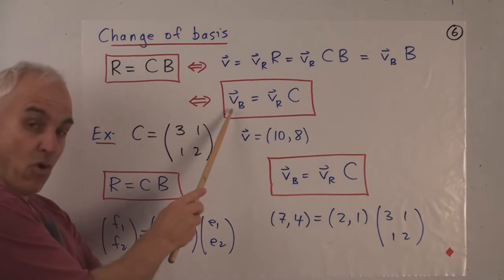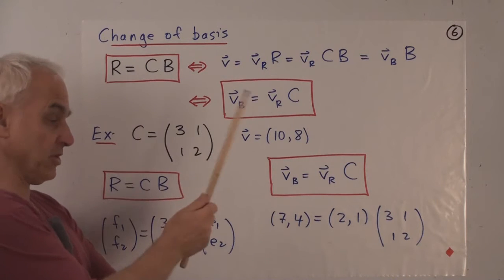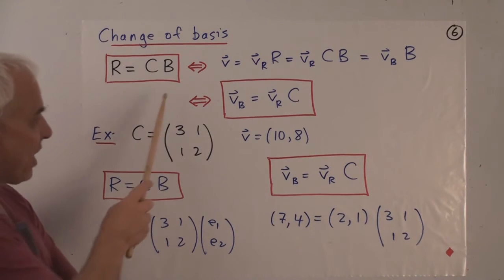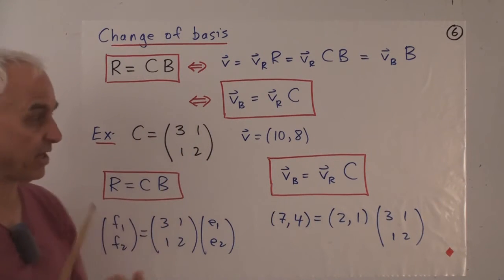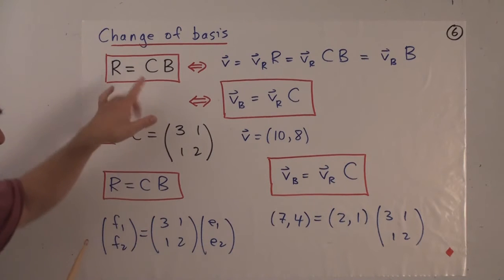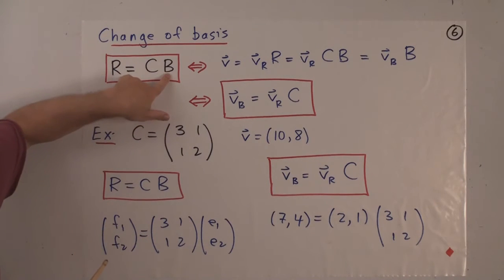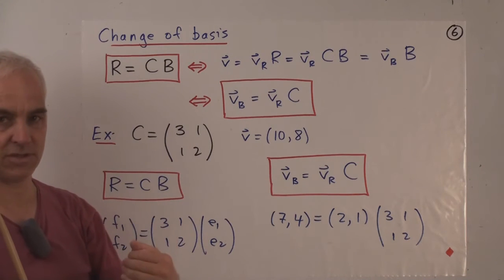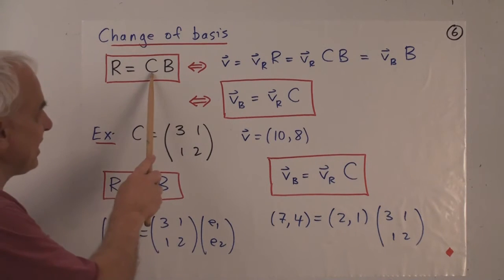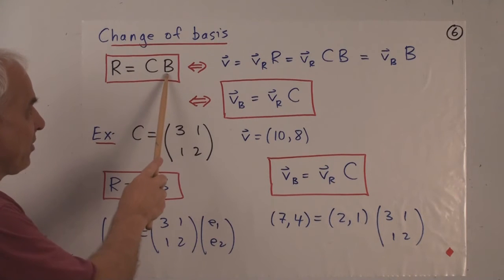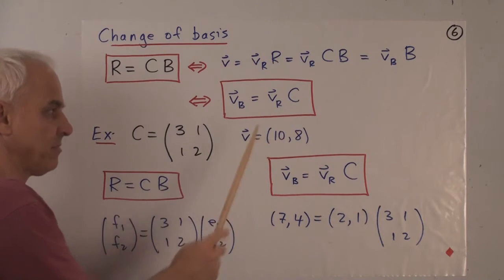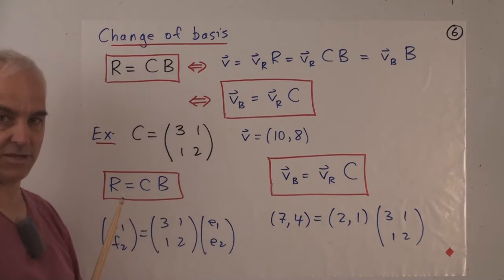This is a relationship between the coefficient vectors of the vector V, which is arbitrary, in Bob's system and in Rachel's system. So have a look at these two equations. They're intimately connected. They're basically equivalent. This is a connection between the basis vectors themselves, expressed in terms of matrices, and this is the corresponding relation between the coefficient vectors. Notice that here the C and the B are together and the R is by itself, and that here the R and the C are on one side and the B is on the other side.